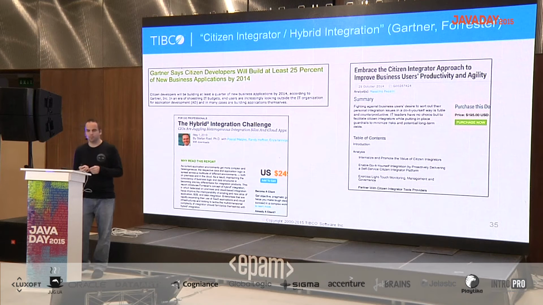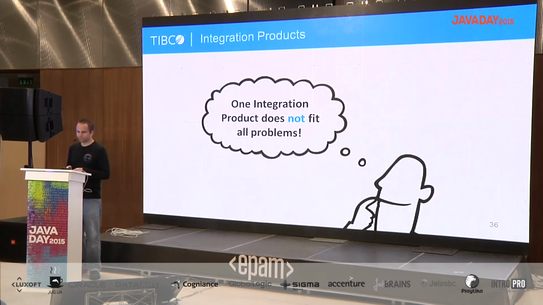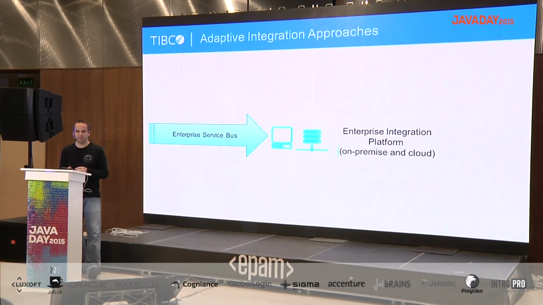And in the meantime, Gartner is talking about the citizen integrator, Forrester is talking about hybrid integration. What that means is in the end that we have many different kinds of integration projects and requirements. Often it's not done in a complex integration project in the IT department, but it's done, for example, by the business user, who wants to do some integration. So really the conclusion today, and that's a little bit different than maybe 2 or 3 years ago, one integration product does not fit all problems anymore.